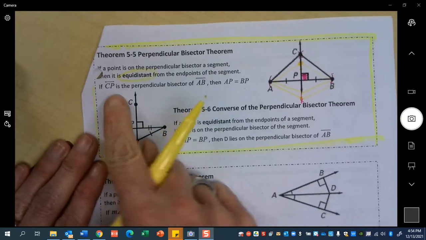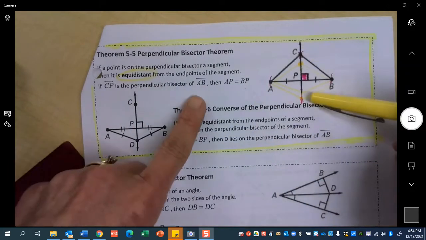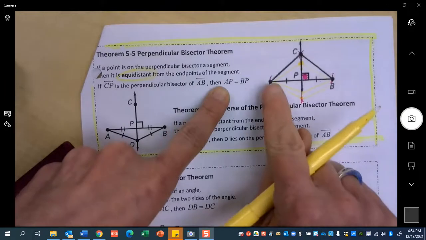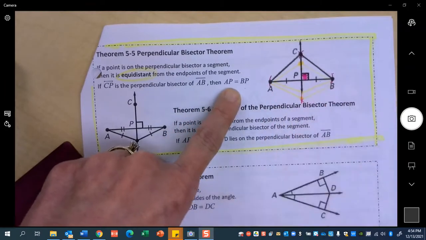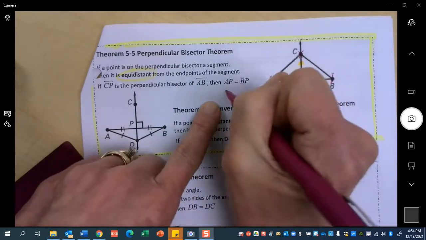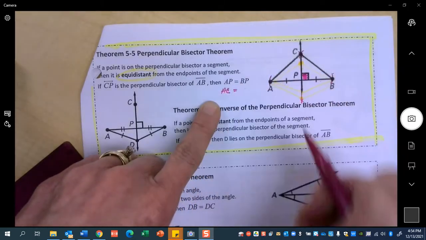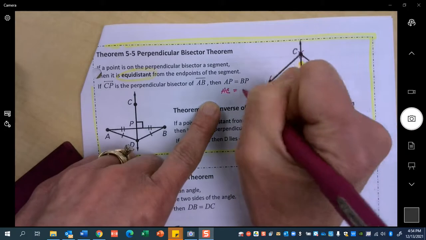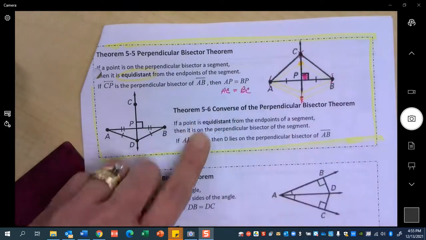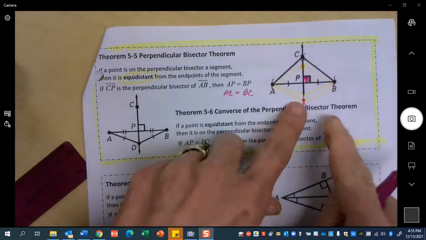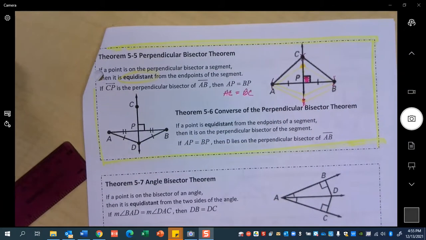If CP is the perpendicular bisector of AB, then I know the distance from A to P is equal to the distance from B to P. Hey, guess what else I know? I know that the distance from A to C is going to be the same as the distance from B to C. I could name a point down here and say that the distance from this point to those two places is going to be the same too.